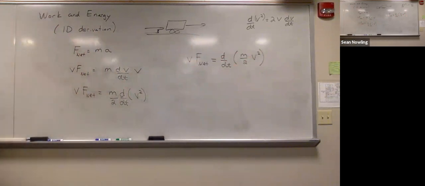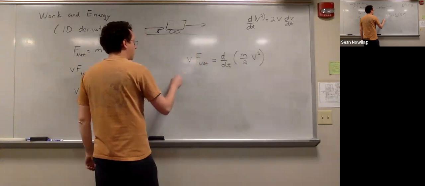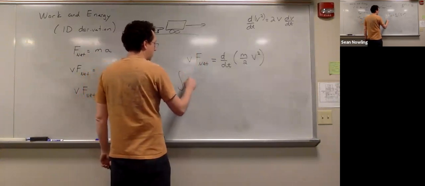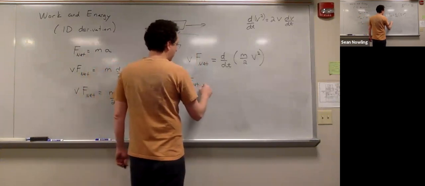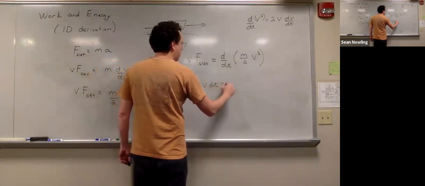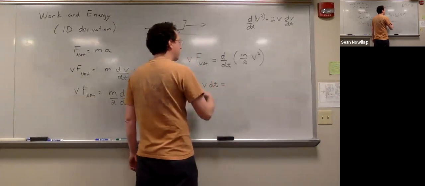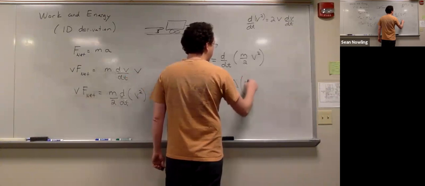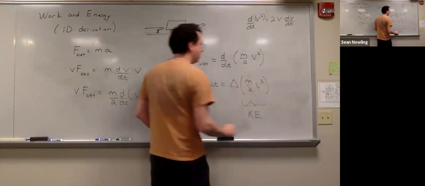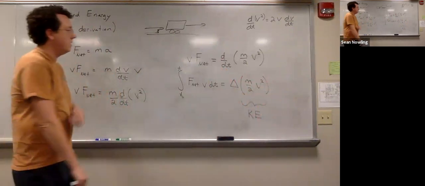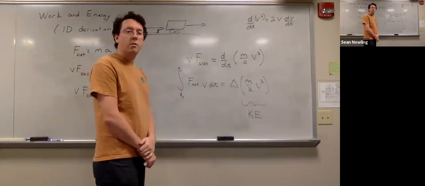Now let's integrate both sides with respect to time. On the left-hand side, I'm going to write the integral of F net, from time 0 to some other time t, times the velocity times dt, equals the integral of this total derivative. But when you integrate total derivatives, that just gives you the change in m over 2 v squared. This is what we call kinetic energy. So kinetic energy pops out much as it did before. This other thing is what we are going to call work.